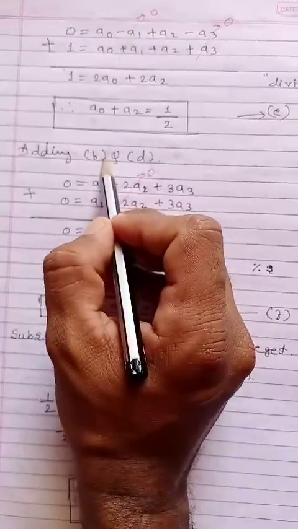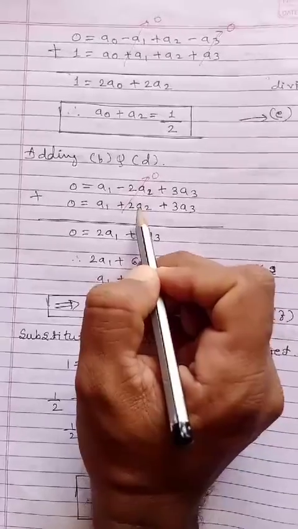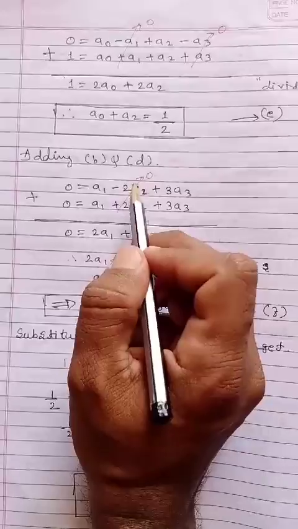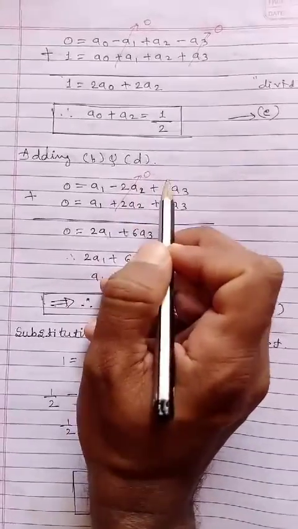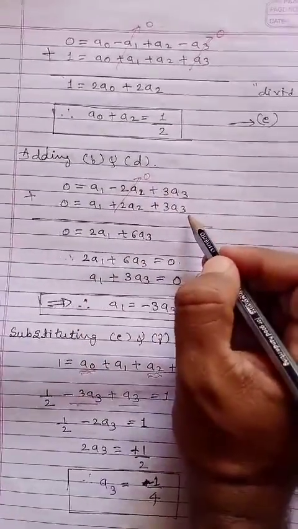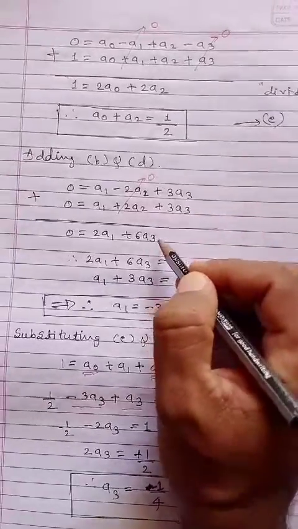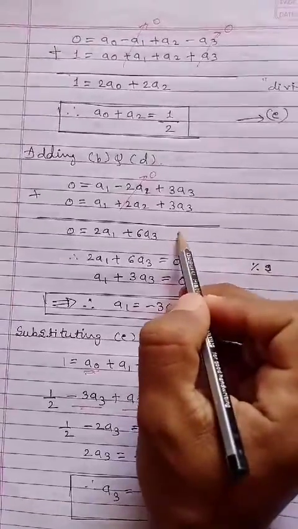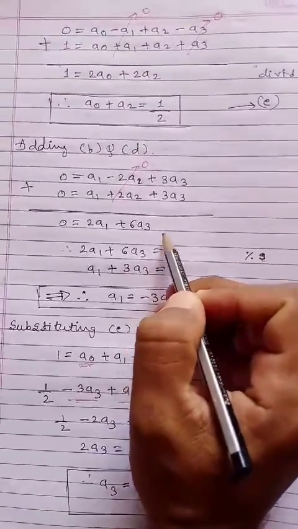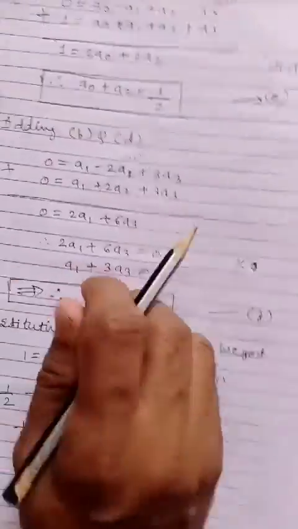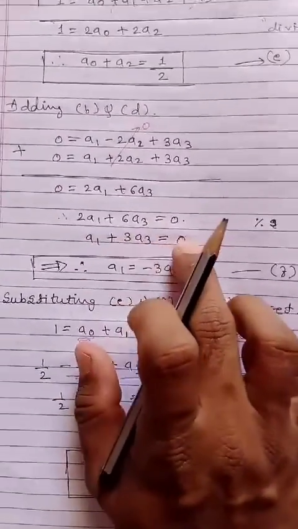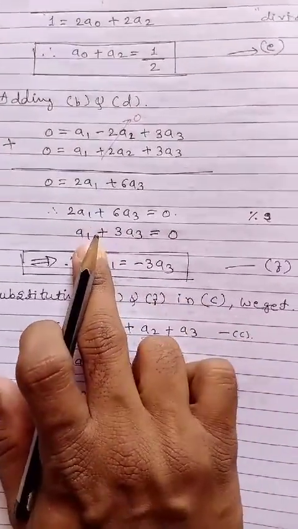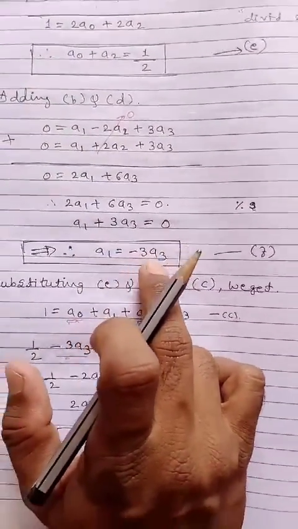Again add equation B and D. This is equation B and this is equation D. A1 becomes 2A1, minus 2A2 plus 2A2 gets cancelled. So 3A3 plus 3A3 becomes 6A3. Again you take 2 as common, or divide this equation by 2 on both sides: 2A1 plus 6A3 becomes A1 plus 3A3 equal to 0. After simplifying, because our main aim is to calculate the unknowns, A1 is equal to minus 3A3.